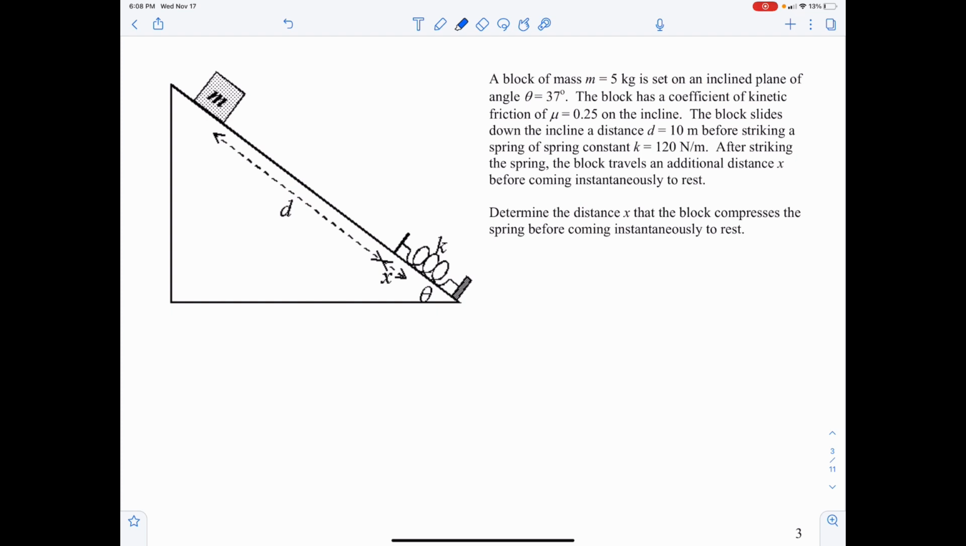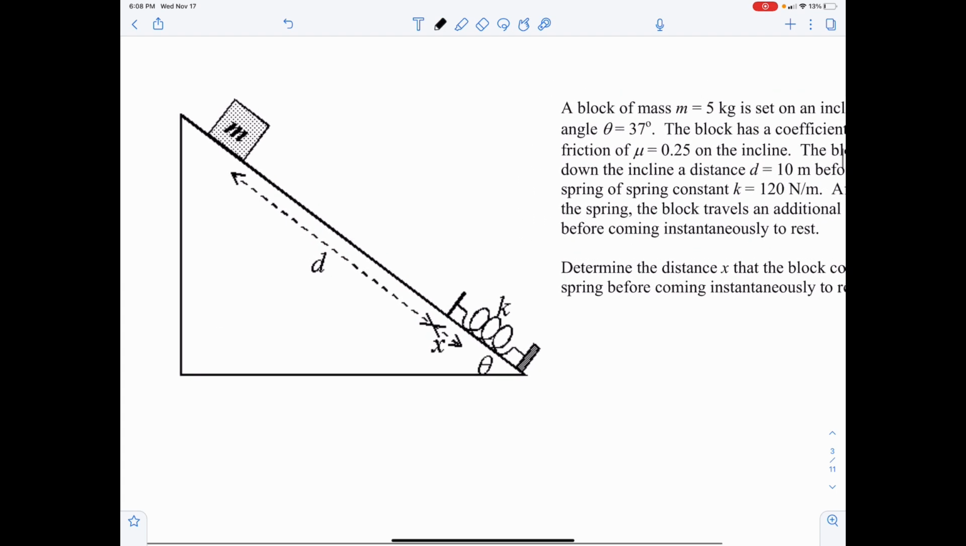Okay, now in this next problem, we have a block sliding down a rough incline. Okay, so there's going to be some friction on this incline. It's going to compress a spring, and when it's fully compressed, it's going to stop for an instant. So we have conservation of energy written all over this, but we also have the loss of mechanical energy as well. So let's see how that plays out.